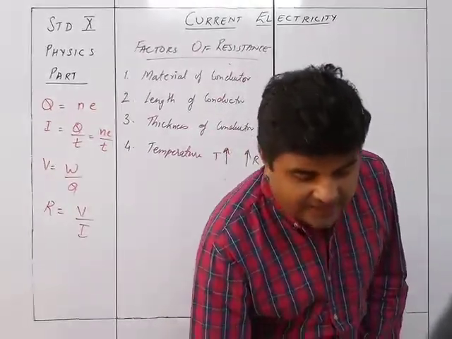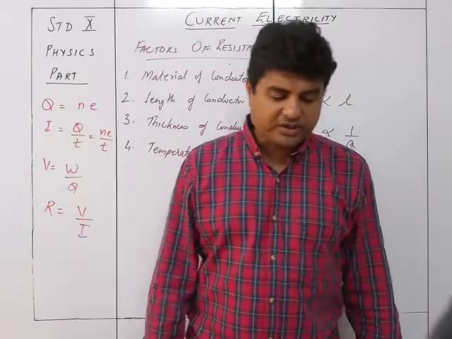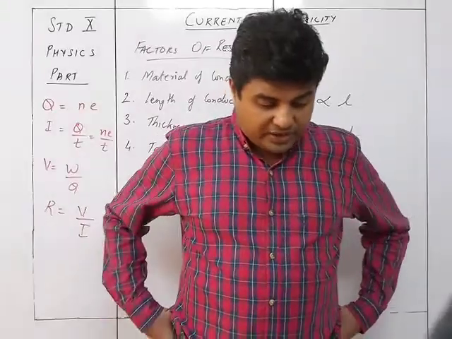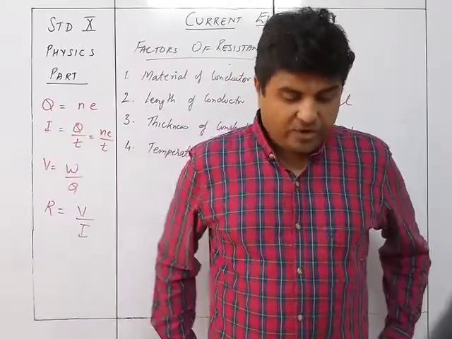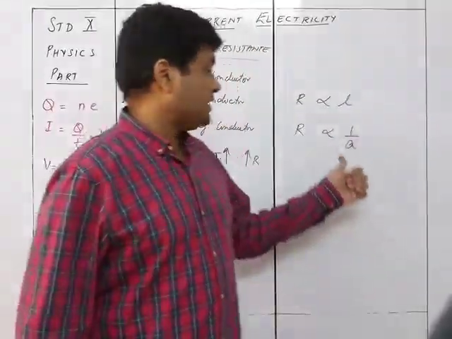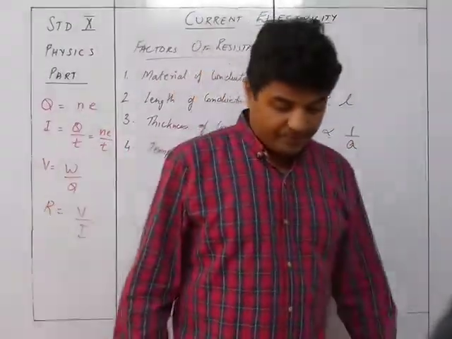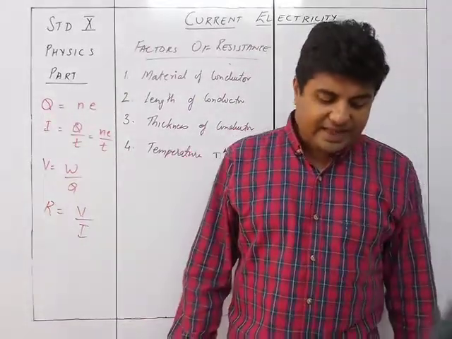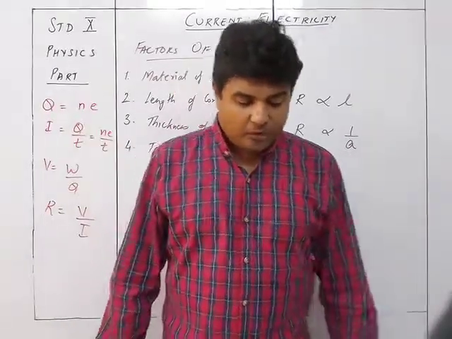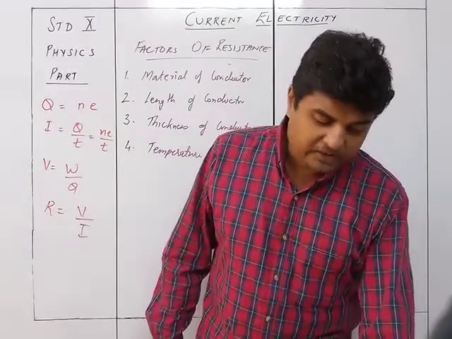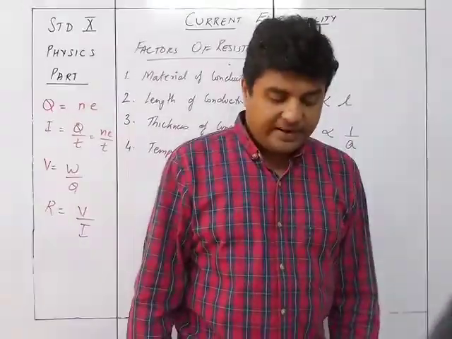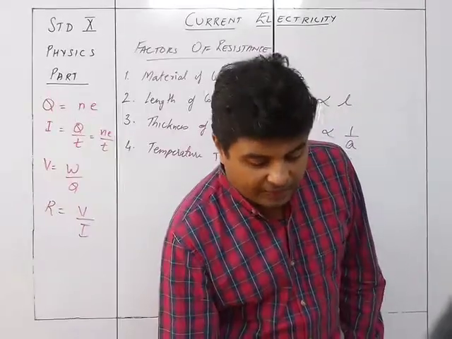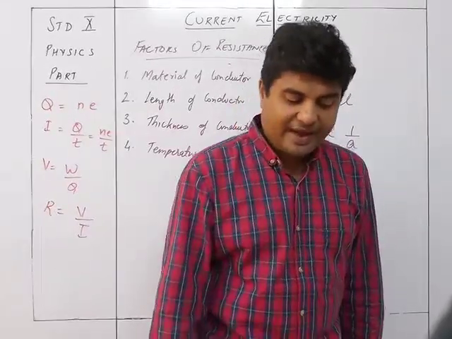The resistance of the conductor is inversely proportional to the area of cross section A, normal to the direction of the flow of current. Therefore, resistance is proportional to 1 upon A. If the radius of the wire is the same, length is doubled, or area of cross section becomes 4 times, the resistance becomes 1/4. If the radius is tripled, the area of cross section becomes 9 times.